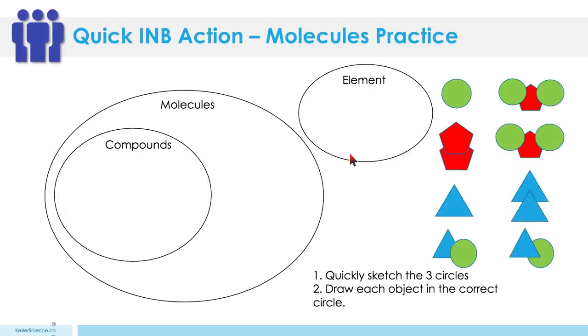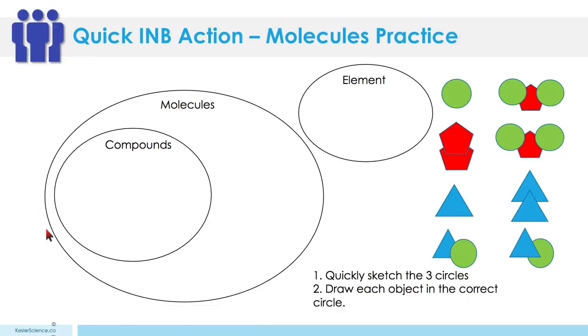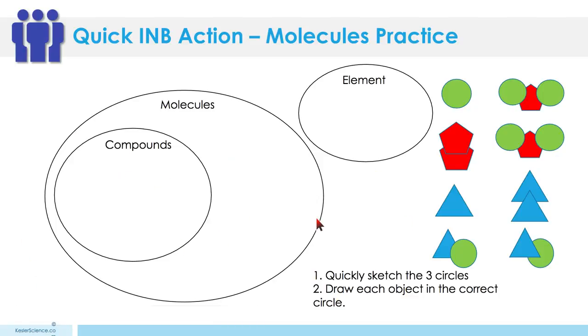And this is just another graphical representation. Elements are what they are, all on the periodic table. A molecule is going to be 2 or more atoms. Not all molecules are compounds, but in this diagram, you can see that all compounds qualify as molecules. That's why the compound circle is inside the molecule circle. Just another way to look at it.